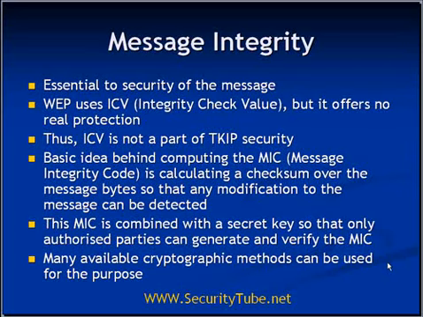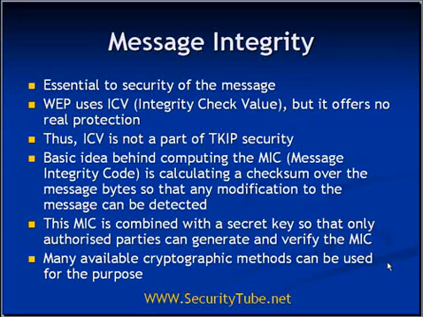Now in WEP, ICV was used as message integrity, but it's not a real protection because ICV can be easily recomputed. A basic idea behind computing MIC, or message integrity code, is calculating a checksum over the message bytes so that modification is very difficult. This MIC is combined with a secret key so that only authorized parties can generate and verify the MIC. Generally, the MIC is not transmitted on its own. The MIC and the text message as a whole are again encrypted.